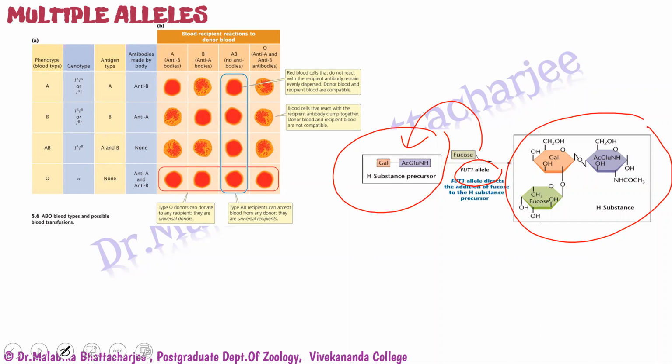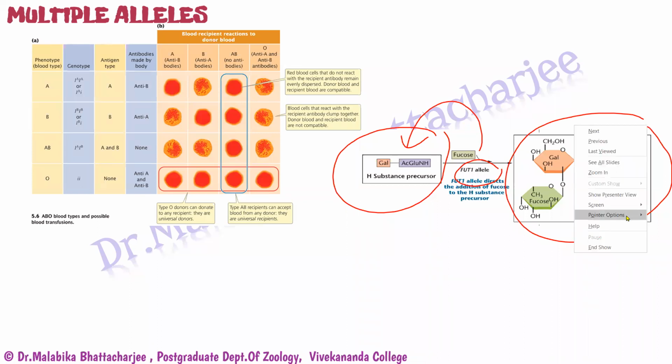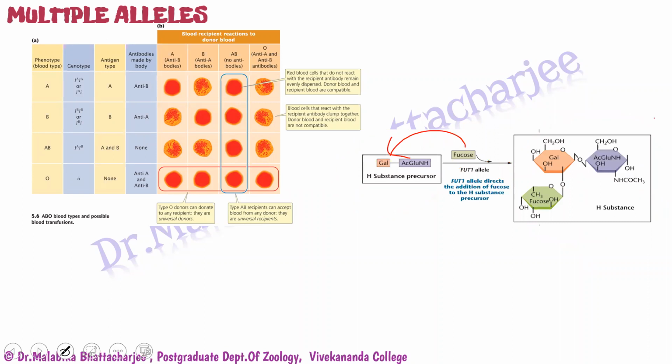So to repeat once more, there is this FUT1 allele present in all humans, which helps in the conversion of a H substance precursor to H substance by adding a fucose molecule to it. So you can see that once fucose has been added to this molecule, we are getting this H substance.